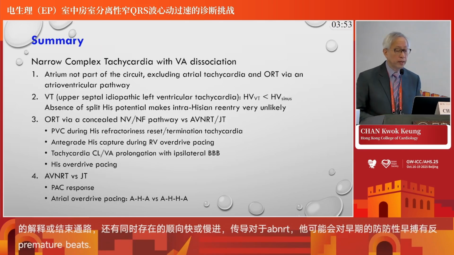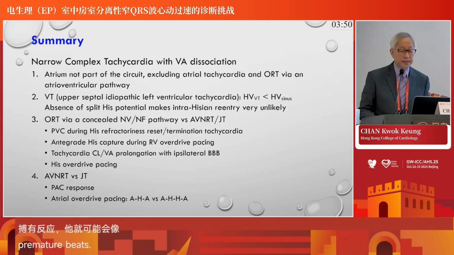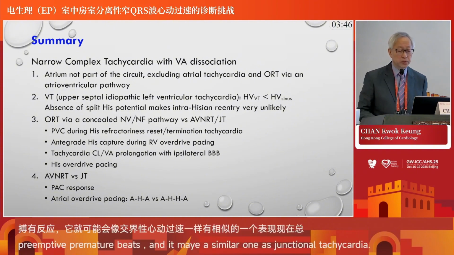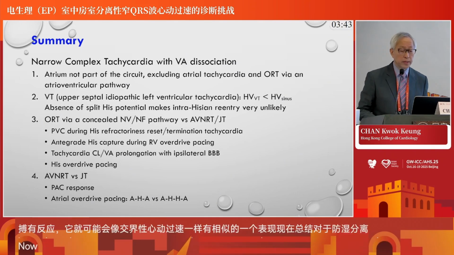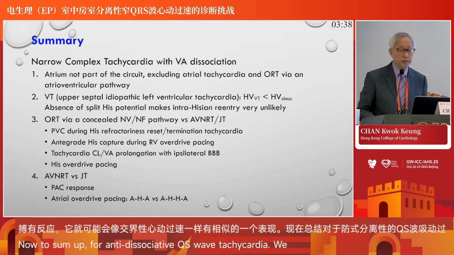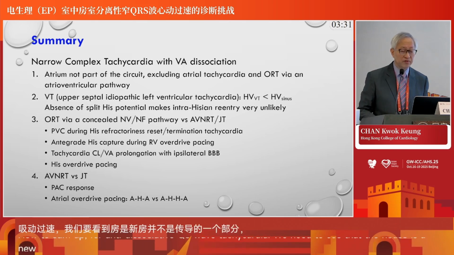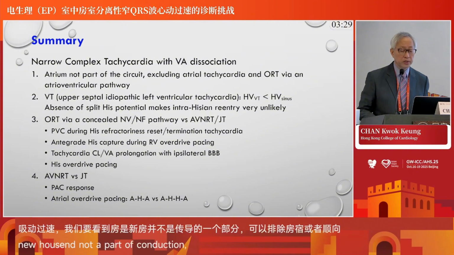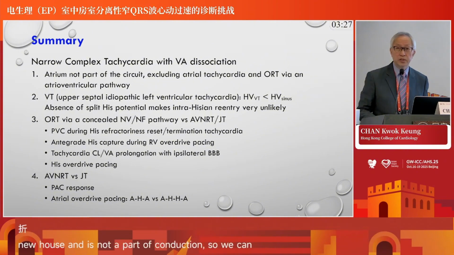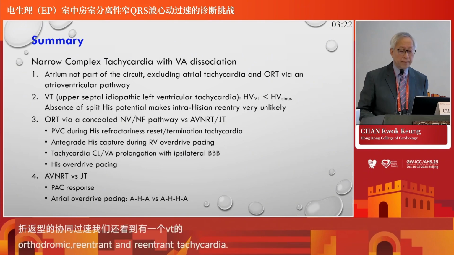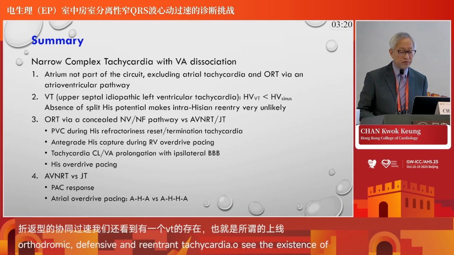Now, for summary, for narrow complex tachycardia with VA dissociation, we know that the atrium is not part of the circuit, so it would exclude atrial tachycardia or ORT using a conventional atrioventricular pathway. In the first step, we look for upper septal idiopathic left ventricular tachycardia, where the HV in the VT is less than the HV in sinus. And the absence of a split His potential makes intra-Hisian reentry very unlikely.